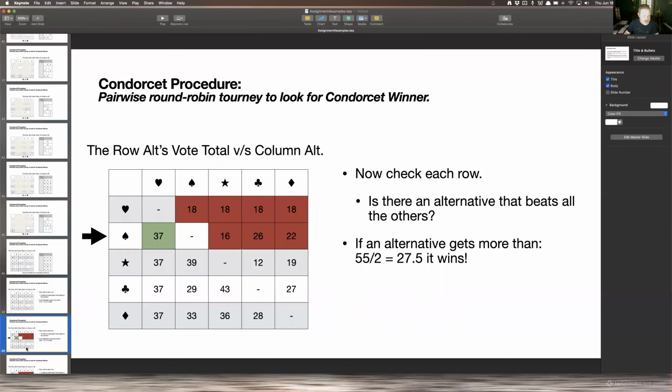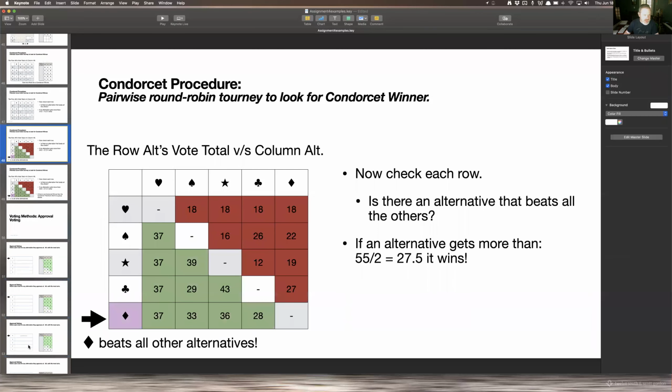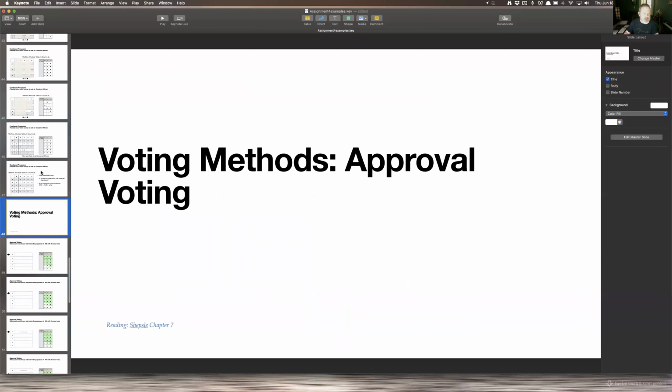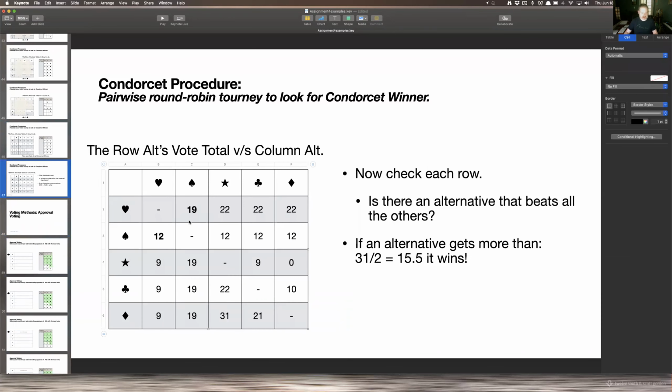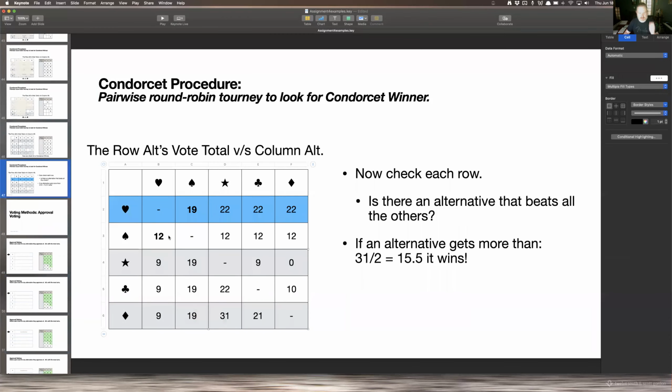So I don't need all these things that I did in the screencast. In the screencast, I go through and I check each one. But in the interest of time, I've already kept you guys a while now. The Condorcet winner is hearts. It's the only one that has more than 15.5 all the way across, meaning it wins every pairwise comparison.